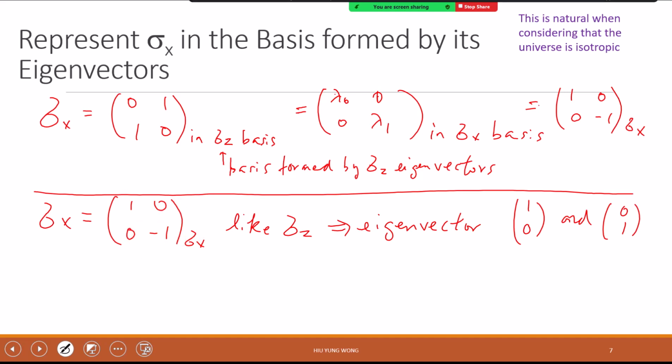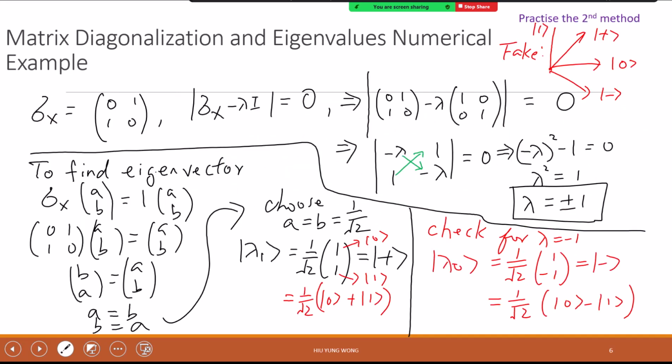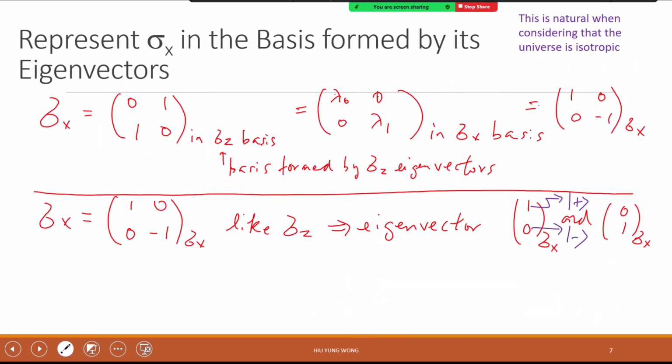But now when I write this, this is talking about sigma x basis, which means the first one is talking about how much of plus I have, and this is how much of minus I have instead of 0, right? We have been using the assumption that 0 and 1 refer to the eigenvectors of sigma z. And now we just proved that plus and minus are the eigenvectors of sigma x. So this is completely correct.